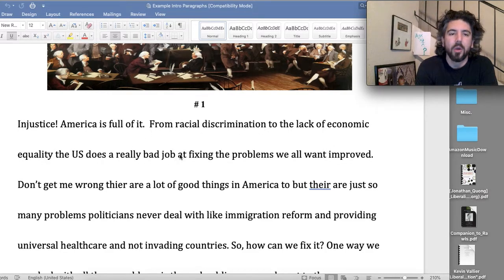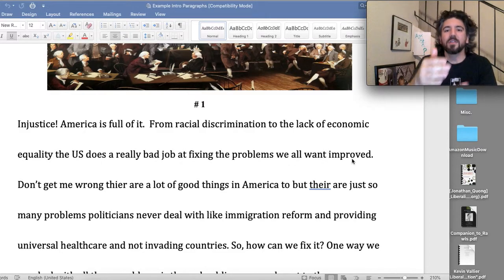So we see here "a really bad job at fixing." First of all, you don't fix a problem. It's not like fixing a sink. So you really all need to think about the words you're using, and you want to be formal, right? "Fixing the problems we all want improved." We all want the same problems improved.